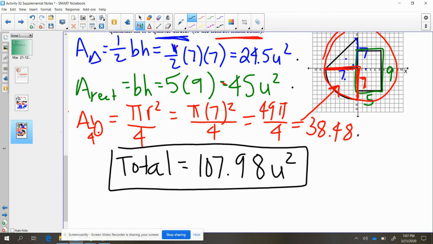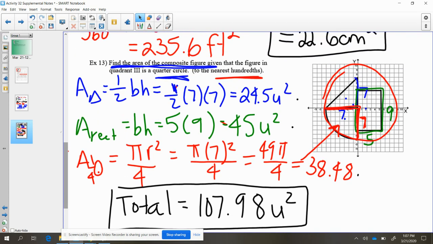All right, next hopefully we're working on some practice. And this is a nice little review for you on the area and circumference of circles.